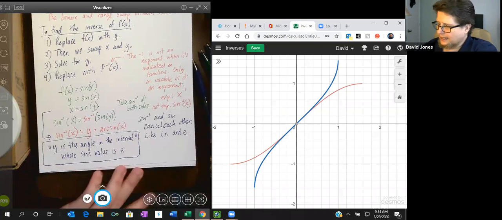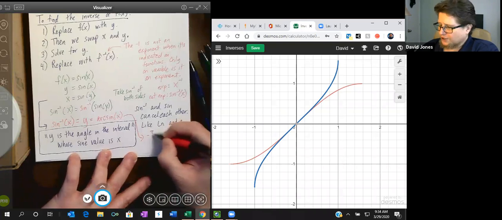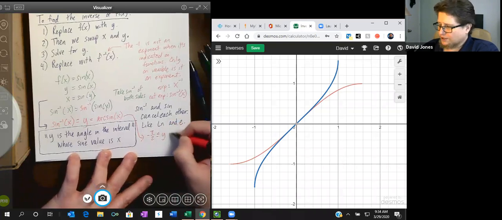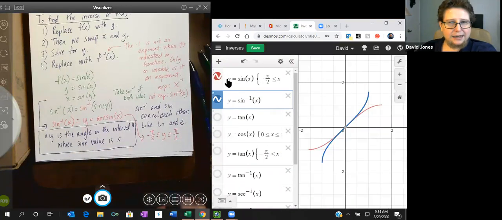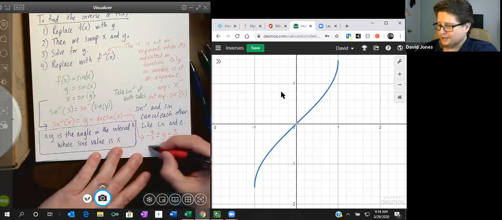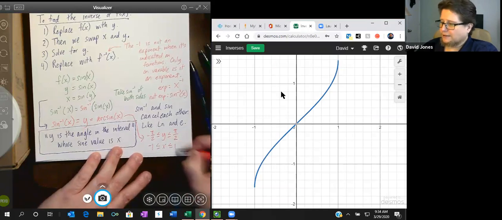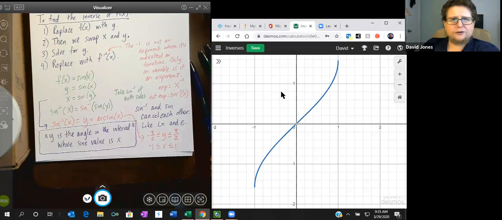The other thing this is saying, how our restrictions fit in, negative pi over 2 is less than or equal to y, which is less than or equal to pi over 2. And we can see that right here when we just look at the sine inverse graph. We got negative pi over 2 to pi over 2. Our domain is restricted from negative 1 to 1 for sine inverse. That's how we're able to use inverse trig functions. And they're handy when we know the value that we need, but we don't know what angle goes in there.